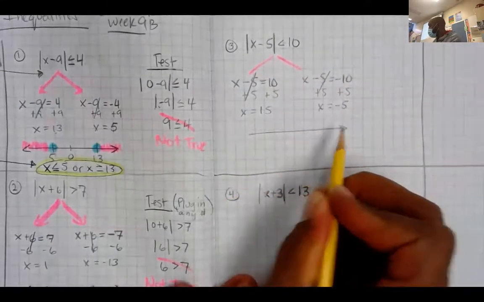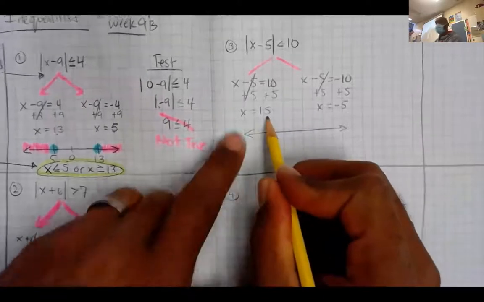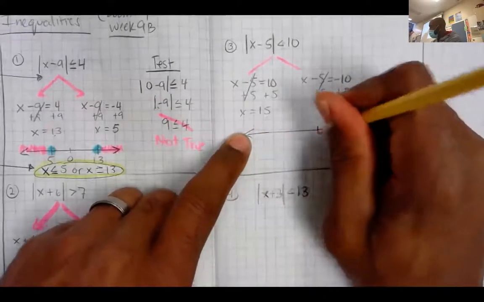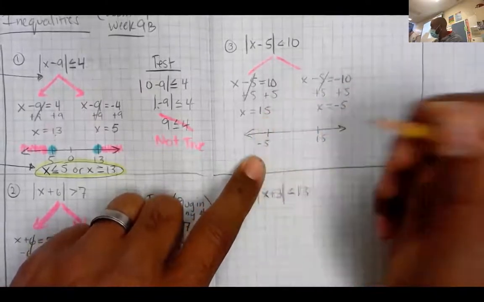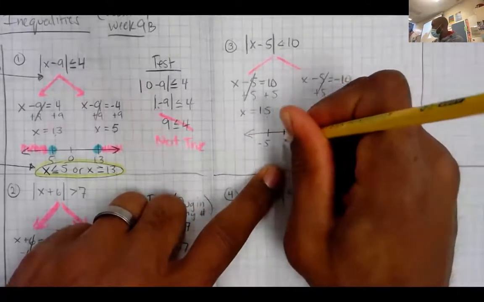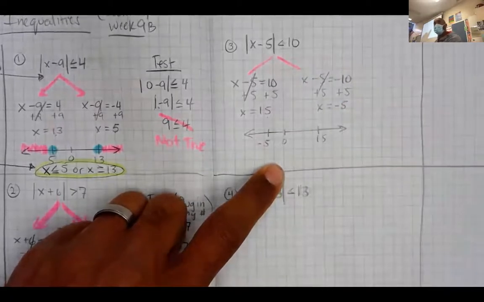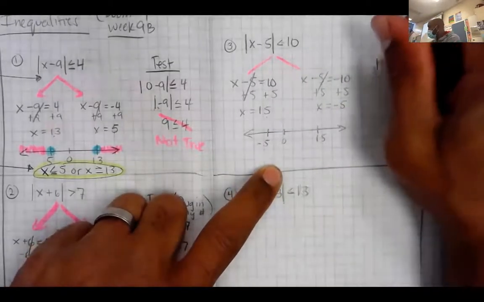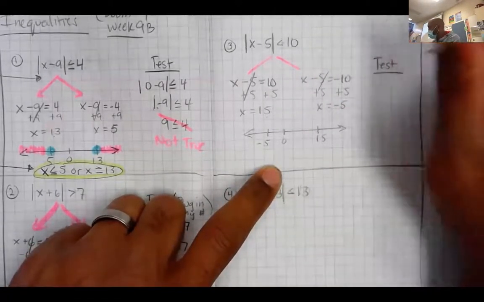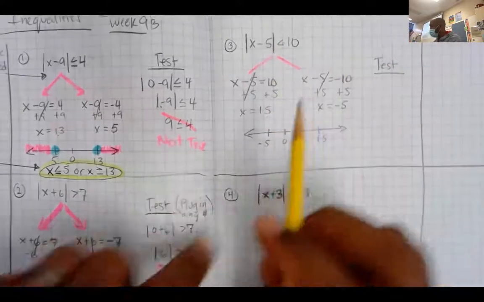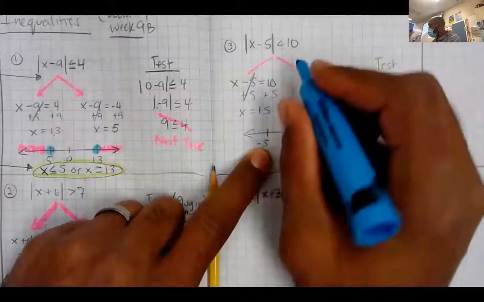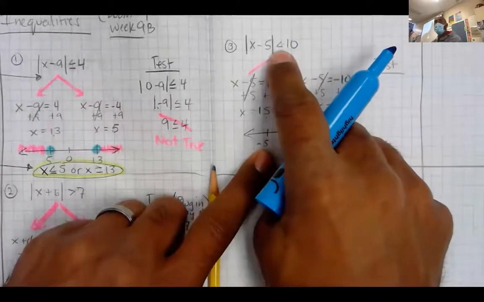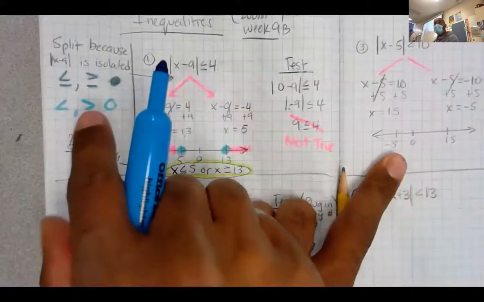Create my number line. Remember, the larger number goes over to the right, 15. Smaller value over here to the left. Go ahead and throw in a 0 there. And now we'll test it out. So now I'm going to plug in that 0. Oh, actually, before that, let's go ahead and put our circles in there. Now remember that I've got less than. Remember, less than will be an open circle.